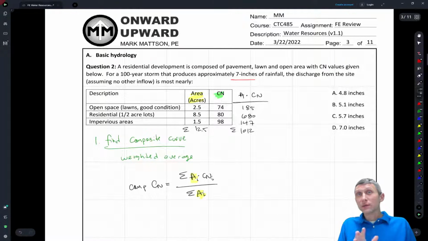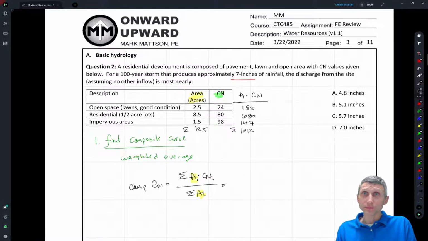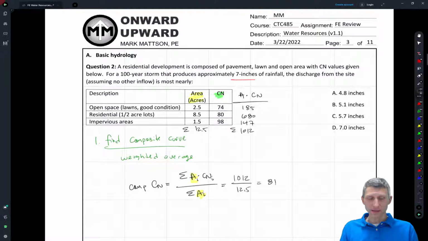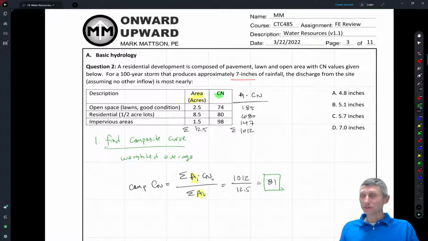All right, so this is how we get a composite curve number, and essentially what we're going to do is, once we have that weighted average, we'll be able to go ahead and solve this problem as well. Once you have the 1012, we're going to divide that by 12.5, and we're going to get a weighted curve number of about 81. Okay, so 1012 divided by 12.5, it's like 80.96, and we're just going to round that to 81, which is good because that gives us what we need for these next pieces, right?